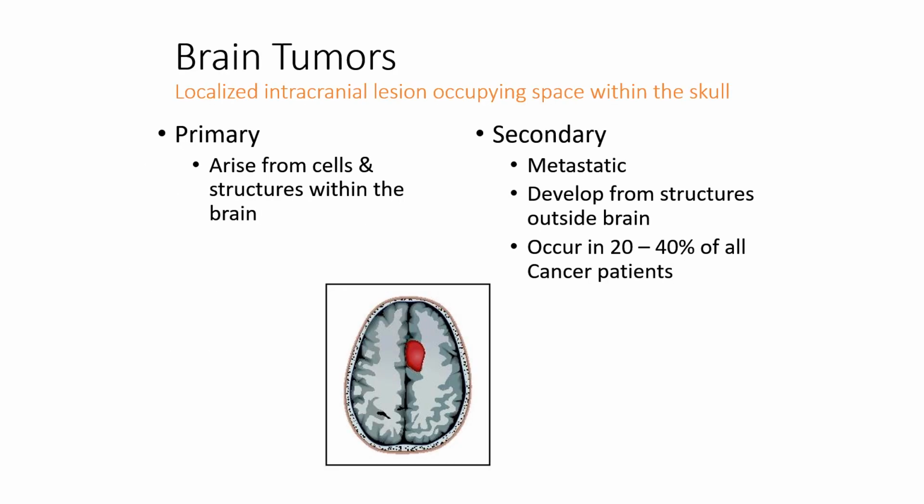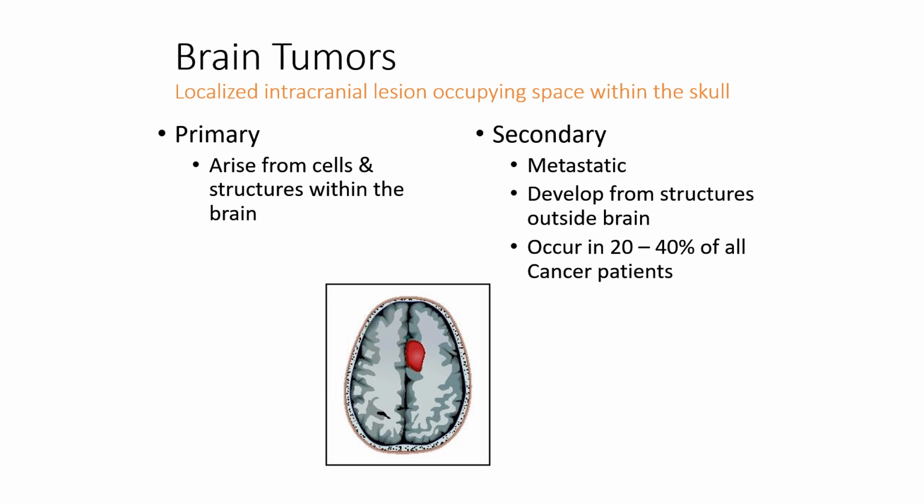Okay, let's talk about brain tumors now. These are localized intracranial lesions which occupy space within the skull. So I hope you're thinking back about the Monro-Kellie hypothesis and are thinking, if this brain tumor is occupying space, that means it is displacing other brain tissue, other blood vessels, and cerebrospinal fluid.